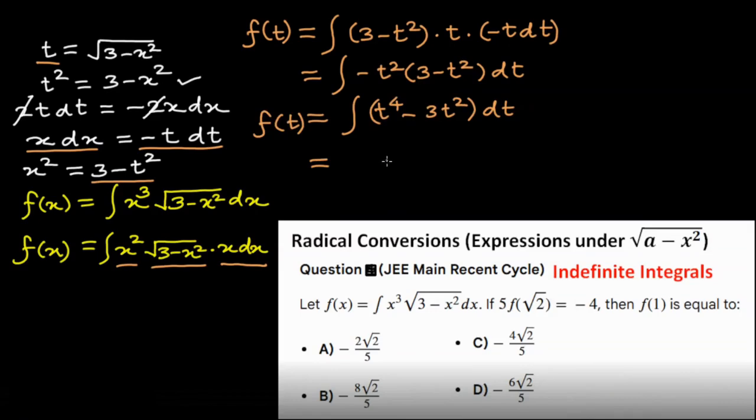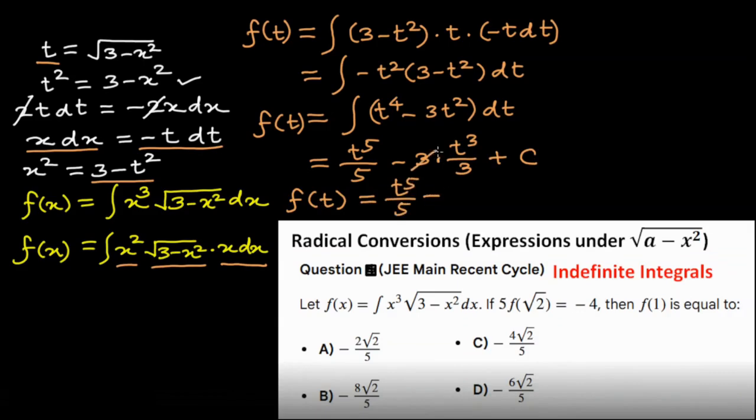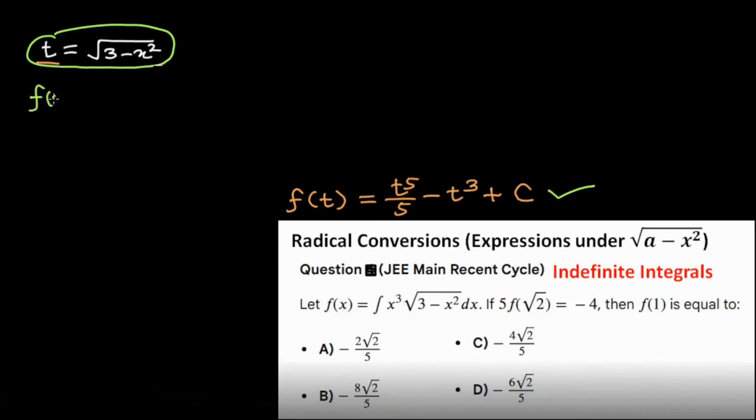After integrating, t power 5 upon 5 minus 3 into t cube upon 3 plus c. Finally, f(t) will be t power 5 upon 5 minus, cancelling 3, t cube plus c. Now we will back substitute t equals square root of 3 minus x square here to get f(x). So f(x) will be (3 minus x square) power 5 by 2 upon 5 minus (3 minus x square) power 3 by 2 plus c.